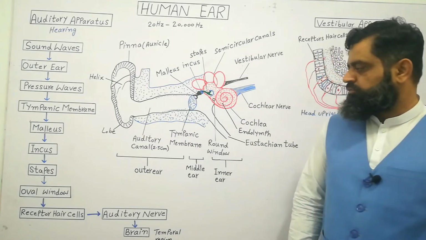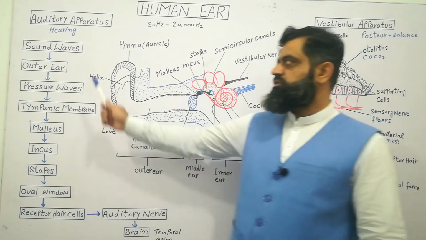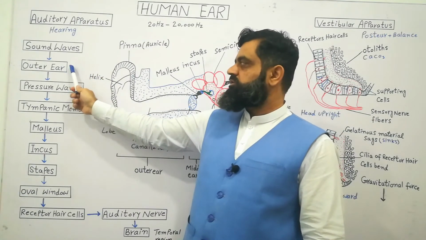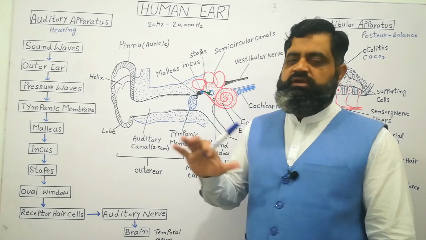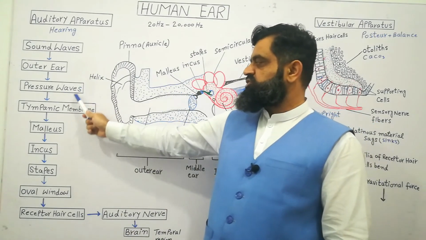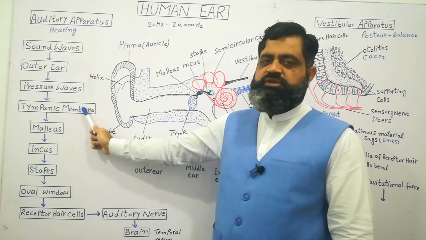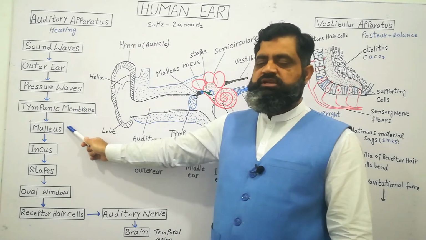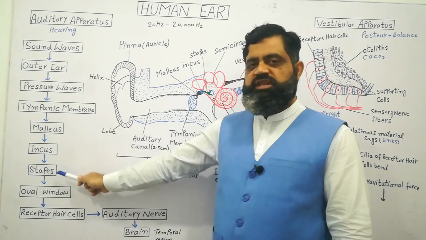Let me give you a summary of the process of hearing. First of all, the sound waves from the atmosphere reach the outer ear. The outer ear guides these sound waves into the ear canal, where they are transformed into pressure waves. Pressure waves reach the tympanic membrane. The tympanic membrane starts to vibrate, and vibrations are transferred to the malleus. Then these vibrations of the malleus are transferred to the incus. These vibrations of the incus are transferred to the stapes.